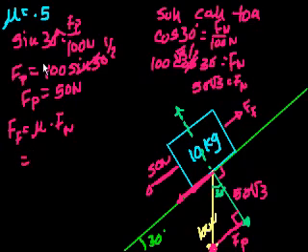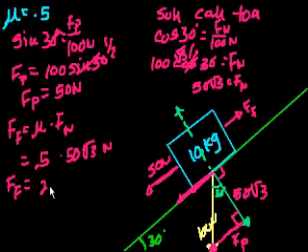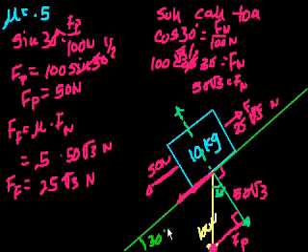So what is that? We know the coefficient of friction is 0.5. And we know that this magnitude and this magnitude, which are the same, is 50 square roots of 3 newtons. So 0.5 times 50 square roots of 3. So the force of friction is 25 square roots of 3 newtons. So this is 25 square roots of 3 newtons.